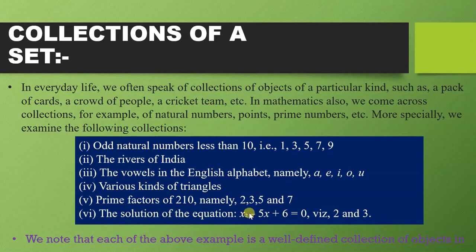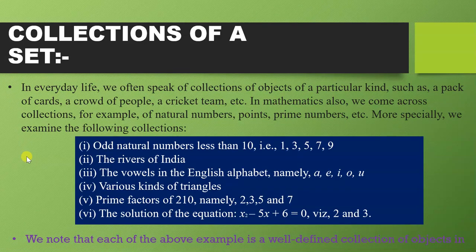The solution of the equation x square minus 5x plus 6 equal to 0. Here, the solution of this quadratic equation is x equal to 2 and x equal to 3 only. So this collection is also a set. There is no ambiguity in its solution.